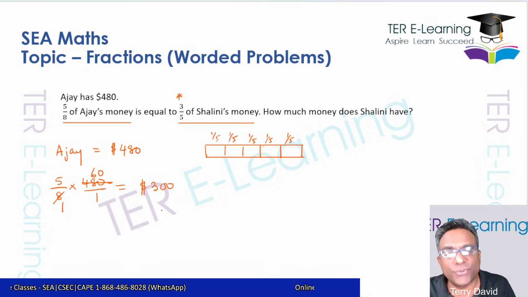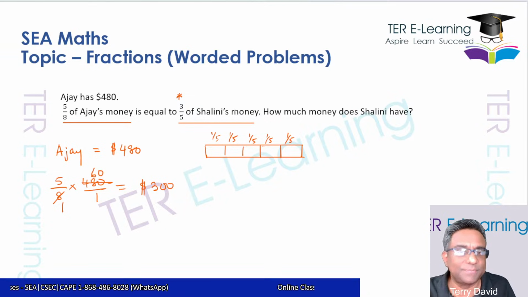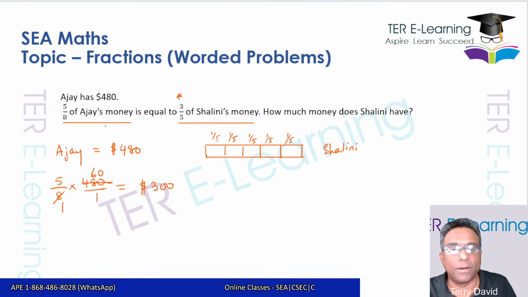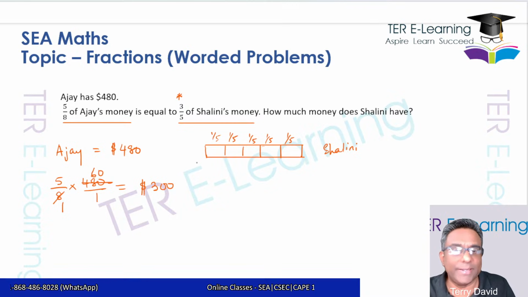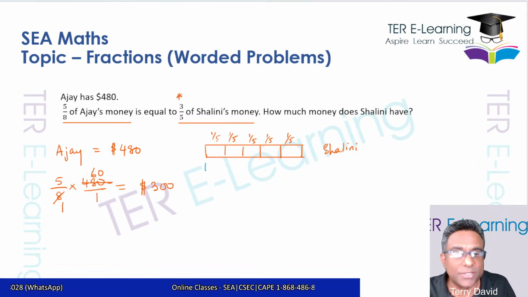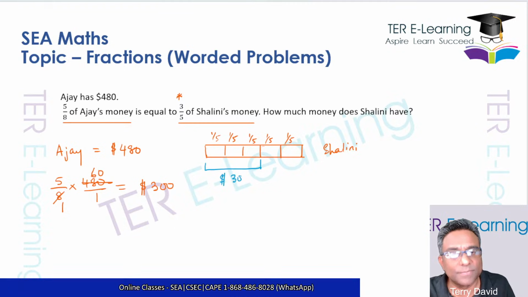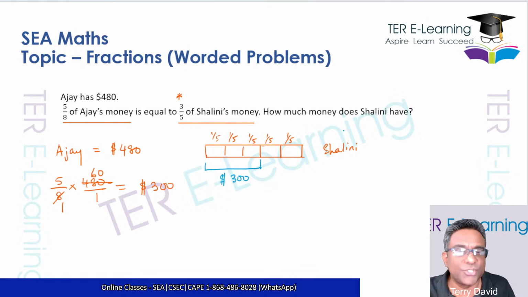All right, now this $300 here, they're saying that that is equal to 3/5 of Shalini's money. So this here is Shalini. And what we're saying here is that $300 is equivalent to 3/5. So 3 of these blocks here is actually equal to $300. Now you want to work out how much does Shalini have.